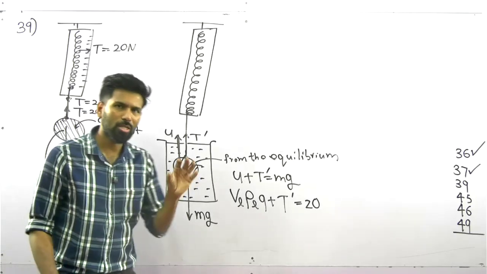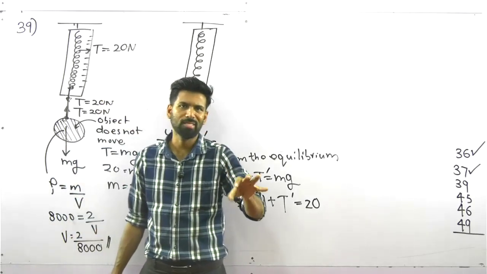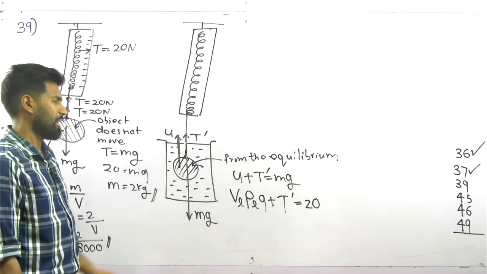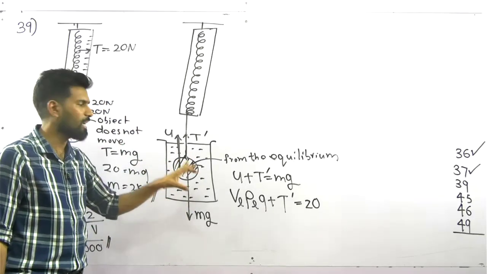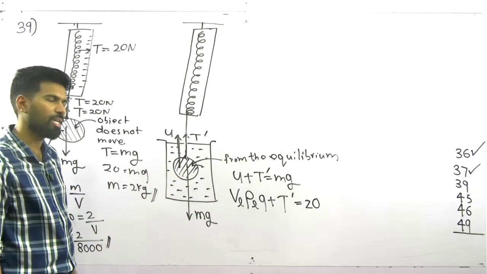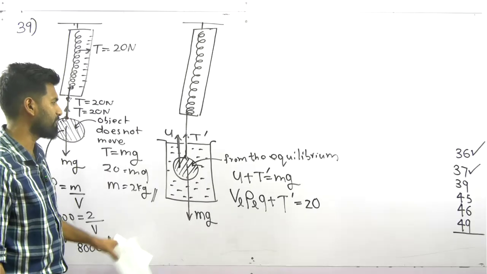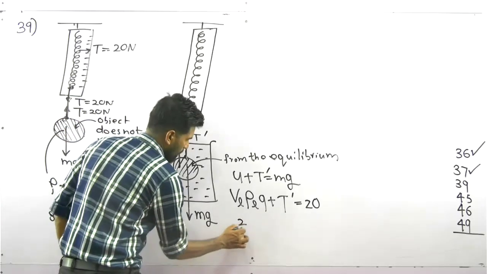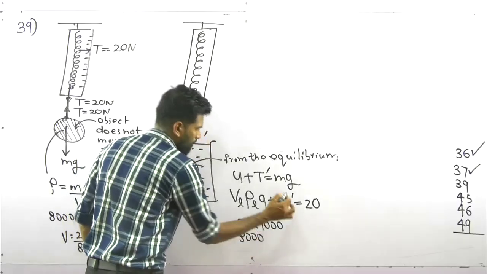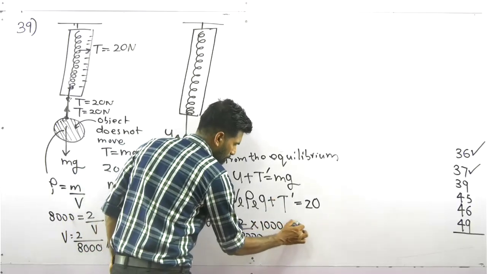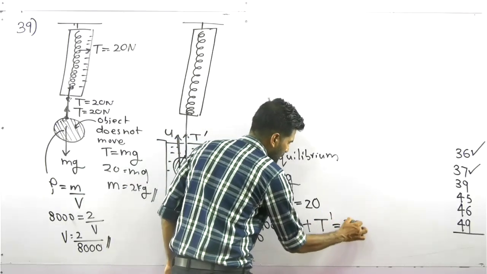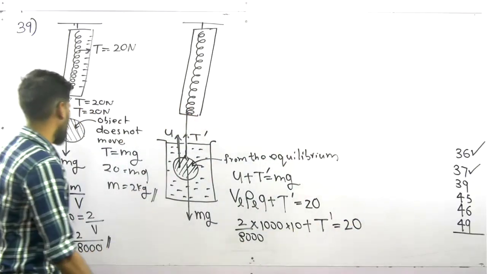So the total volume related to the total mass is equal to 2 over 8,000. And it's the volume inside the liquid also, because the full volume is inside the liquid. To write the upthrust, you need the volume inside the liquid. Here it's the full volume, 2 over 8,000, multiplied by the density of the liquid 1000 times g, 10. Upthrust plus new tension T dash is equal to weight 20 from the previous calculation.